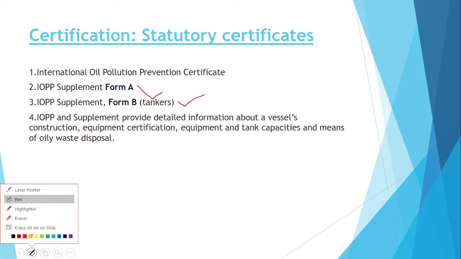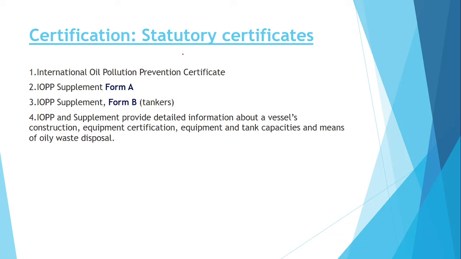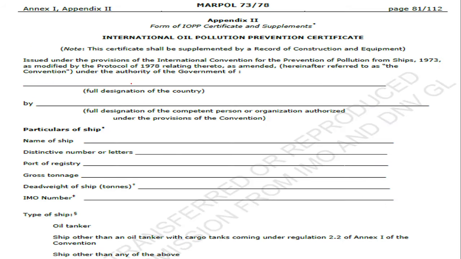Okay, so now after getting all this, let's see what difference you are getting in form A and form B. So first, see, this is the IOPP certificate from the MARPOL. In an IOPP certificate, first you are getting the name of the country, which government is issuing it. After that, the full name of the competent person or organization issuing it. After that, your ship details will be mentioned here.